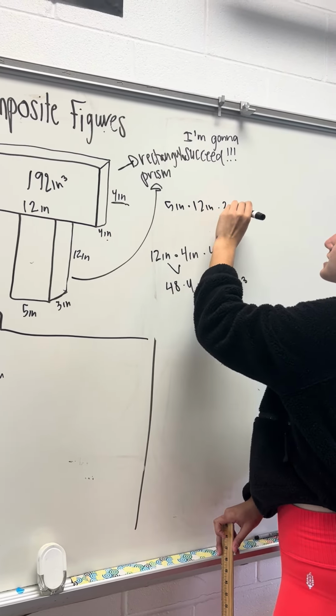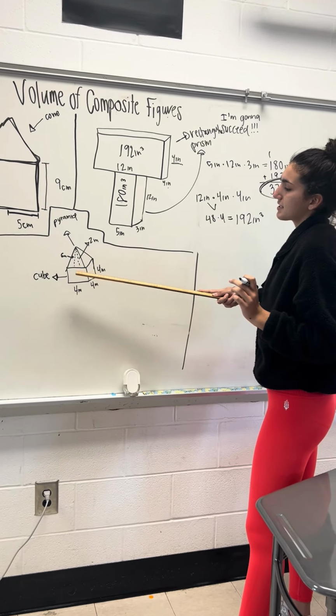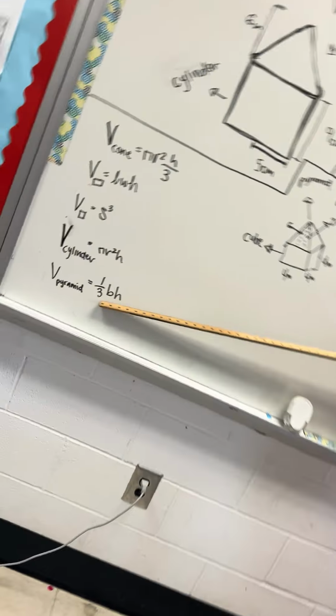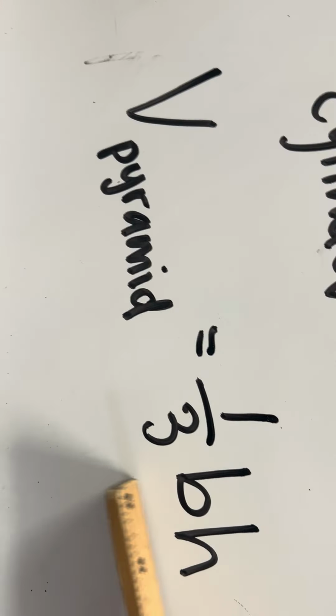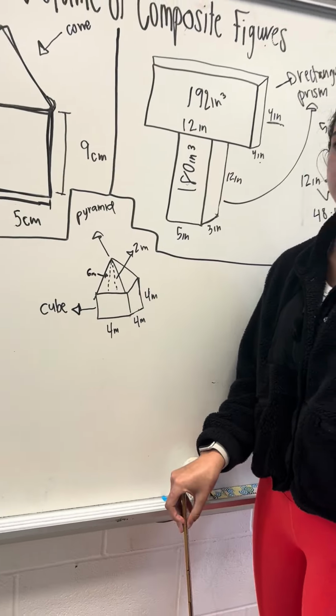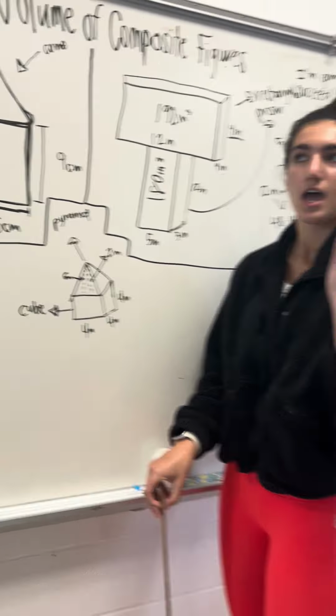Now we're going to do something a little bit trickier. We're going to take the volume of this composite figure, which is made up of a pyramid and a cube. The volume of a pyramid is 1/3 base times height. And in this case, because the base of this pyramid is a square, it's going to be our sides squared times 1/3.